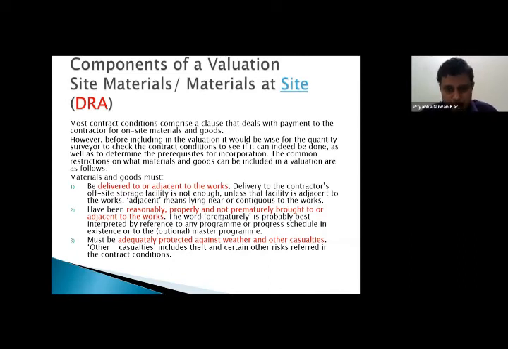This is very important: not prematurely brought to or adjacent to the works, because some of them are susceptible to damage, wear and tear, and theft. All these things are there, right? So I define this as DRA for ease of memorizing: D for delivered, R for reasonable, and A for adequateness. Okay, so then you have adequate protection, right? So you can easily remember those things.